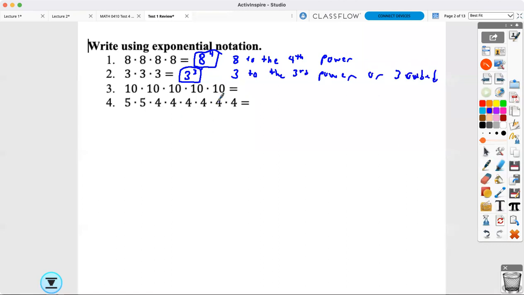What about number 3, class? Anyone want to share with me what they got for 3? Excellent, that would be Joshua. Go ahead. 10 to the 5th power. That is correct, sir. Excellent, excellent.